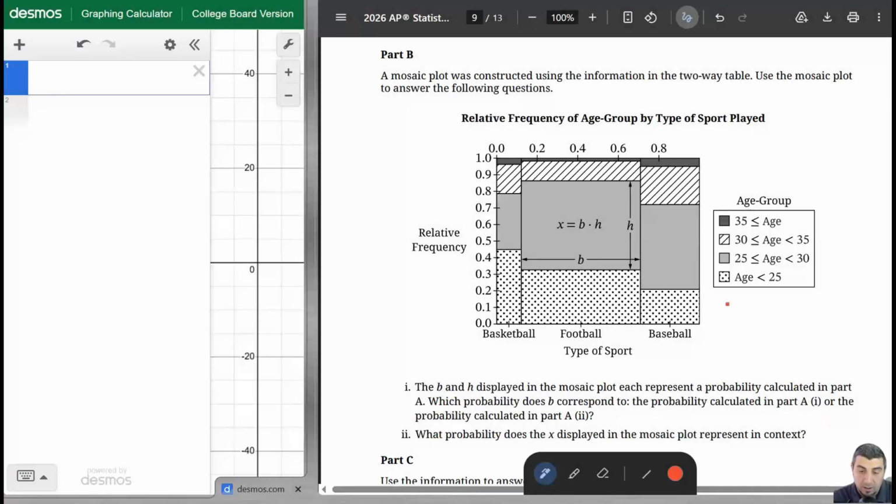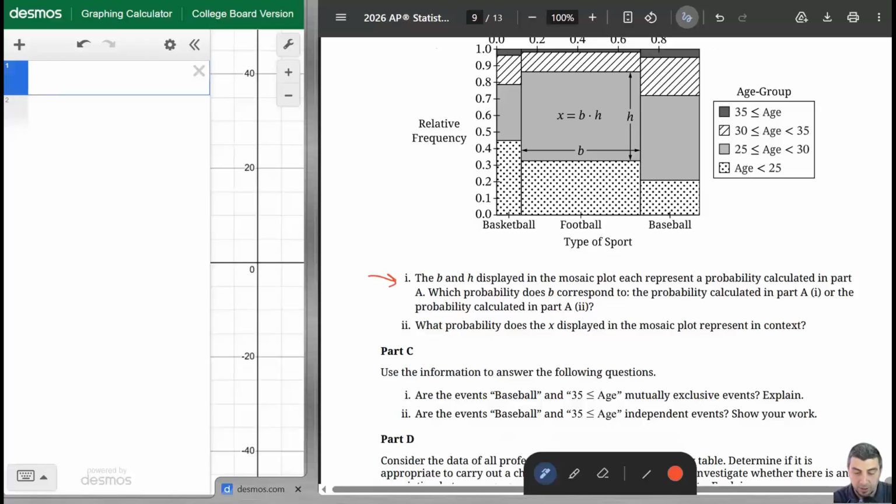Part B, a mosaic plot was constructed using the information in the two-way table. Use the mosaic plot to answer the following questions. Part 1, the B and H displayed in the mosaic plot each represent a probability calculated in Part A. Which probability does B correspond to? The probability calculated in Part A I or the probability calculated in Part A II?